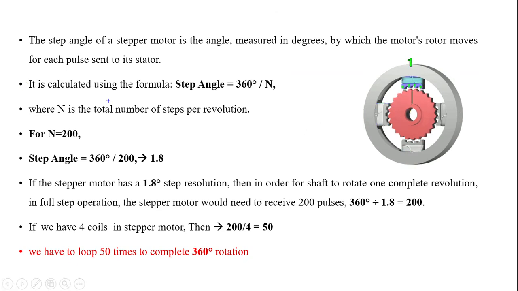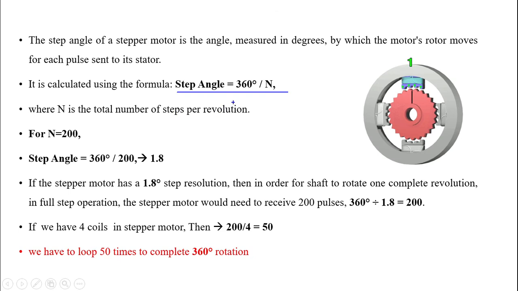This step angle can be calculated using a simple formula. The step angle is equal to 360 divided by N. So what do you mean by 360? 360 is nothing but 360 degrees. N is the number of teeth present in the rotor part.